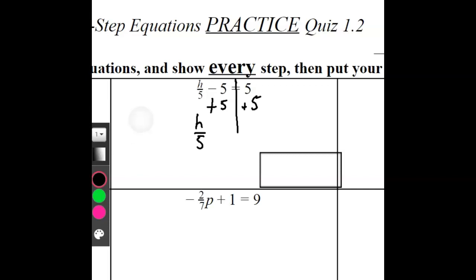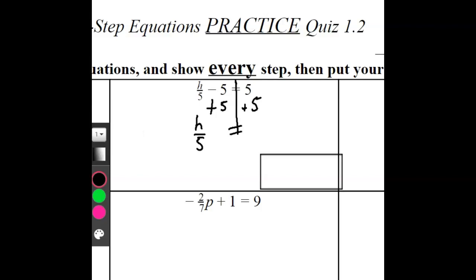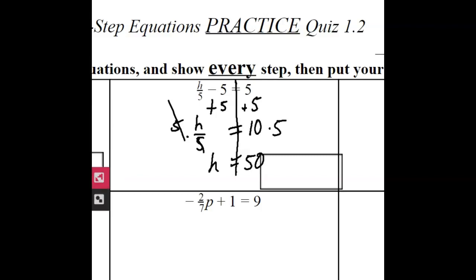And when I simplify, that gives me h divided by 5 equals 10. Okay, and then after that, I'm going to multiply both sides by 5, and we'll extend this line down. Because this is a division problem, we get rid of division by doing multiplication. So those 5s are going to cancel. 10 times 5, h equals 50. Okay. So let me erase that one out.